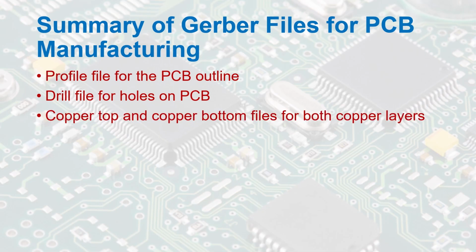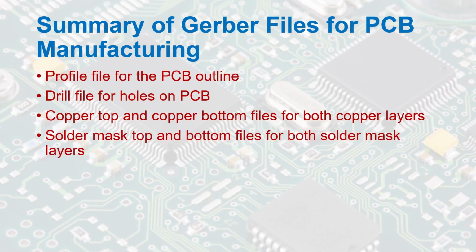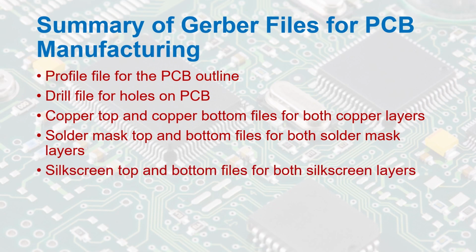Top copper and bottom copper files define the conductive copper patterns on both sides of the PCB, including traces, pads, and plated vias. Top solder mask and bottom solder mask files specify the areas where the solder mask is applied or opened, protecting the copper while exposing pads for soldering. Top silkscreen and bottom silkscreen files contain printed markings such as component reference designators, logos, polarity indicators, and assembly information. Together, these Gerber files provide all the information required for PCB manufacturers to fabricate the board accurately according to the original design.